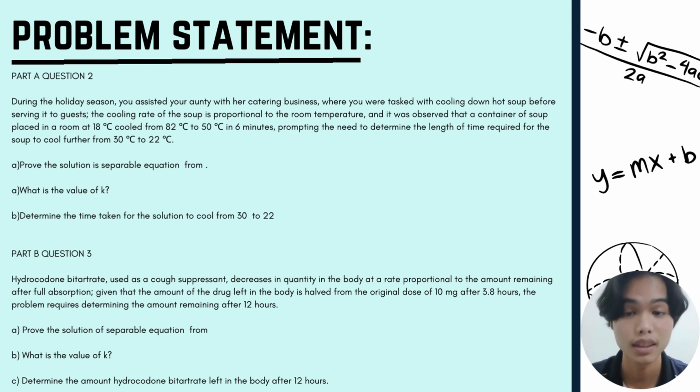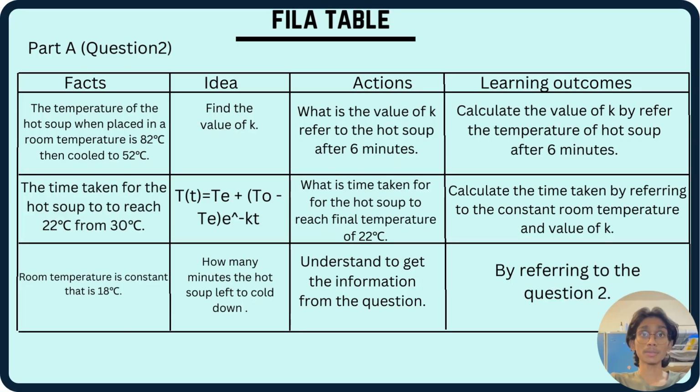The steps are as follows. First of all, we need to prove the solution is a separable equation. And then, we need to find the value of k. And then lastly, we need to determine the amount of hydrocodone bitartrate left in the body after 12 hours. That's it.